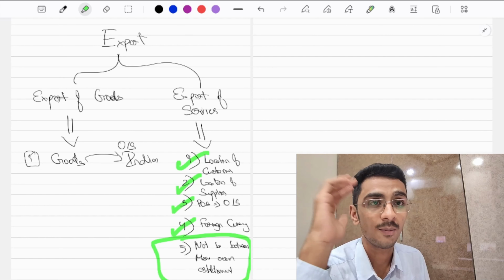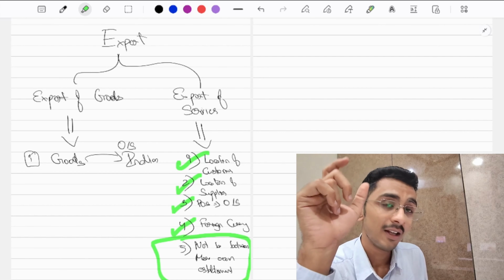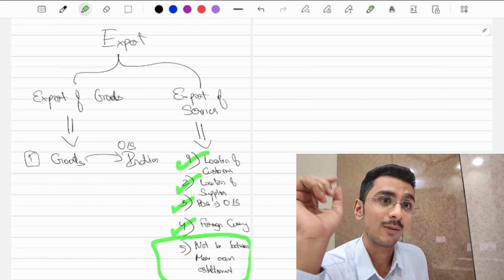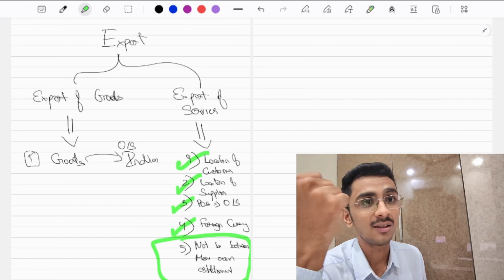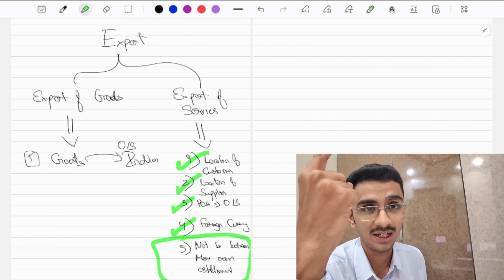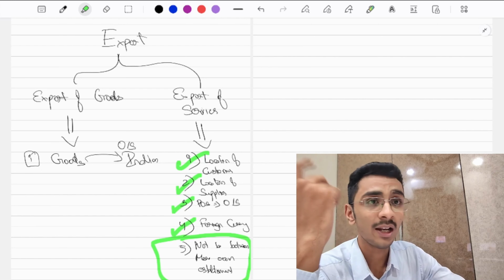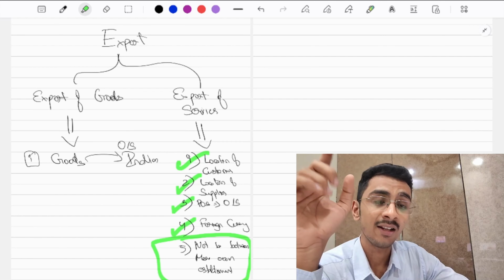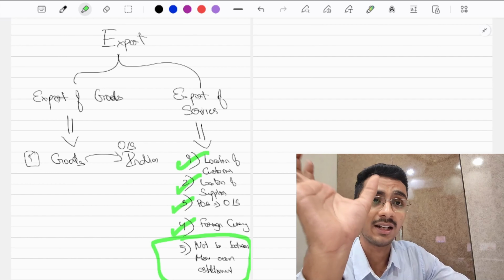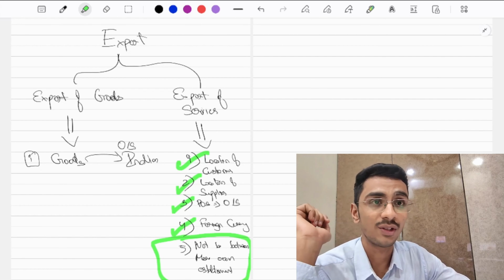For now, we should just develop one understanding. It is that if you want to qualify export of service or export of good, you just have to satisfy these conditions. In case of export of good, just one condition. In case of export of services, you have to qualify 5 conditions. Now, we'll just go to the portal and we'll understand what is the exact wording given in the provisions.